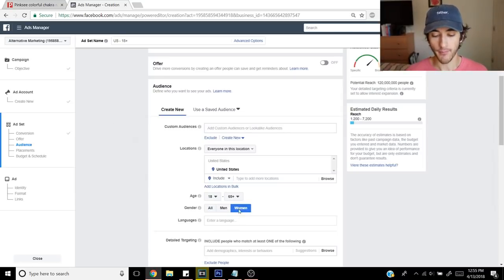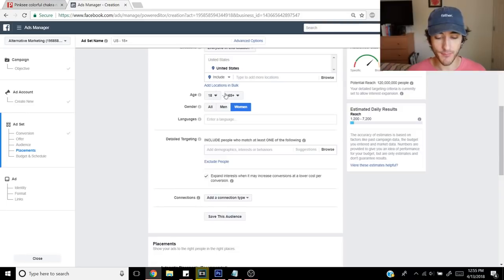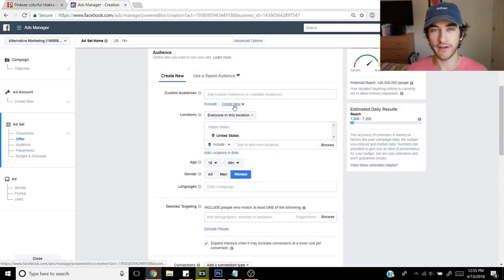But right now I'm leaving it with just women. Ages, you can definitely keep it these ages, and I would for the shotgun strategy. You want to keep things as broad as possible. Now, locations. This is a big one. I always like to limit it to the US when I'm running my ads because I self-fulfill my hot items.